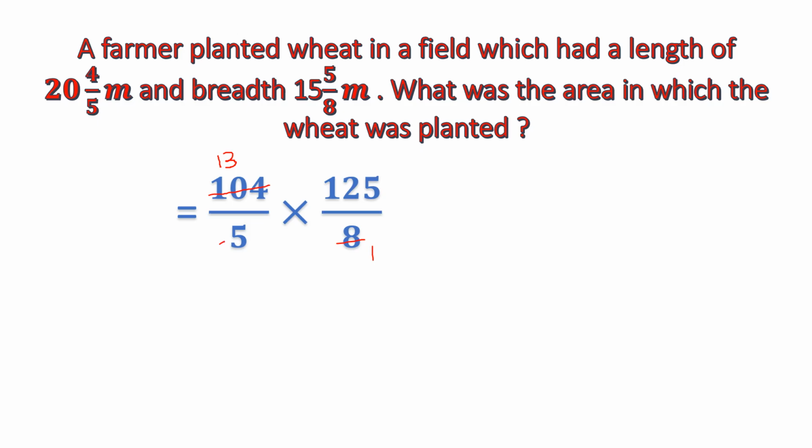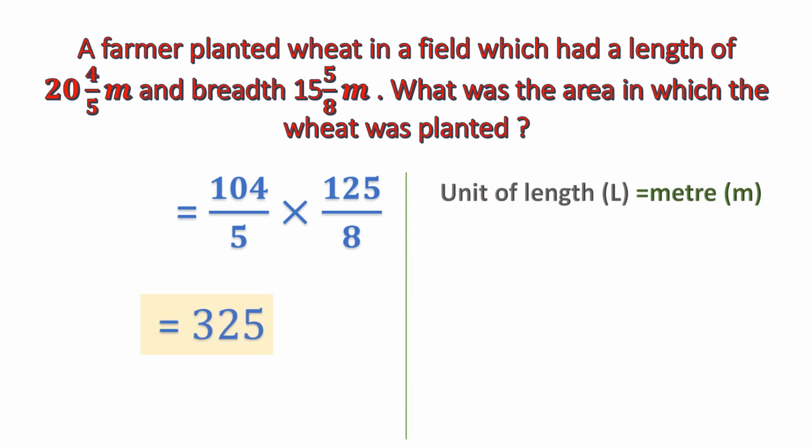Same way, if we divide 5 and 125, so if 125 is divided by 5, the answer is 25. So 5 times 25 is 125 and 5 times 1 is 5. Now in the denominator, we have 1 multiplied by 1. So denominator will be 1 and in the numerator we have 13 that will be multiplied with 25. So if we multiply 13 with 25, it gives us 325. You can multiply and check. So by doing all this calculation we get 325.